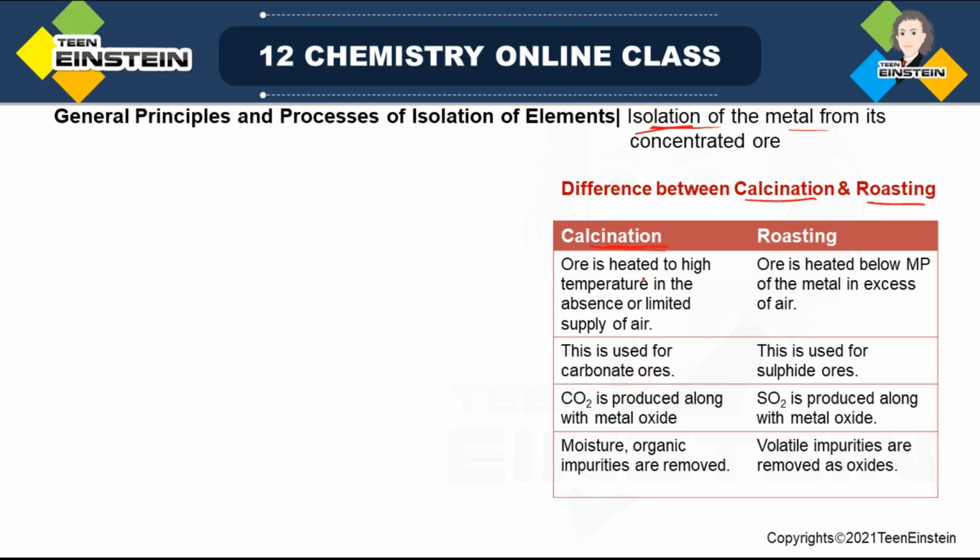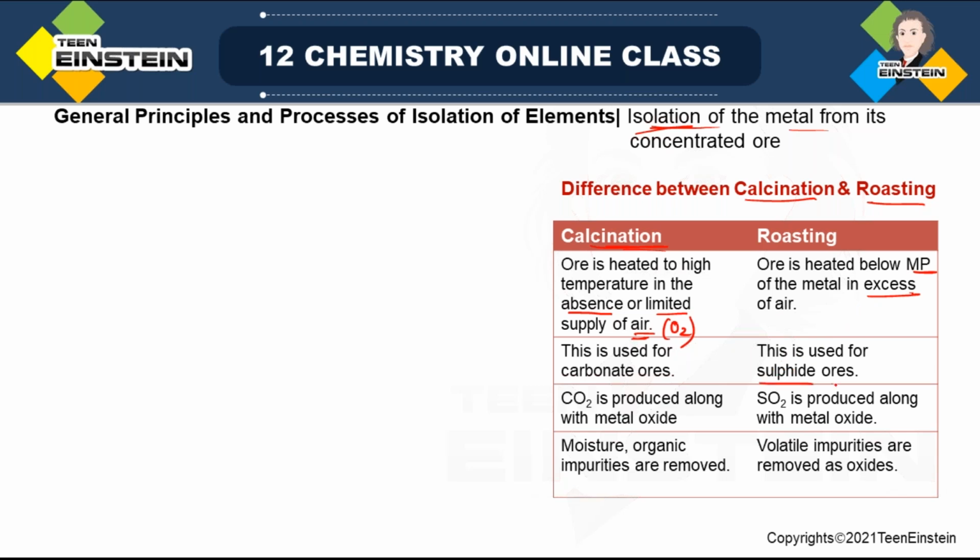When it is the calcination process, the ore is heated to high temperature in absence of air or limited supply of air. That means the amount of oxygen will be very low. But if it is roasting, now see, the ore is heated with a condition that it should be below the melting point. It is not a very high temperature. Temperature must be below the melting point of the metal. And now it is in excess of air. Okay, that means a high amount of oxygen gas must be present.